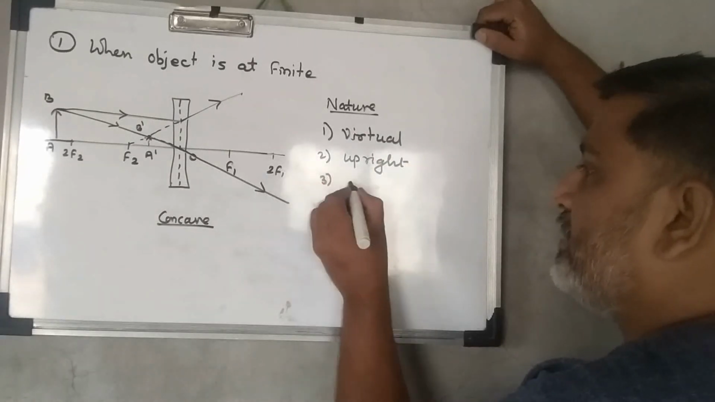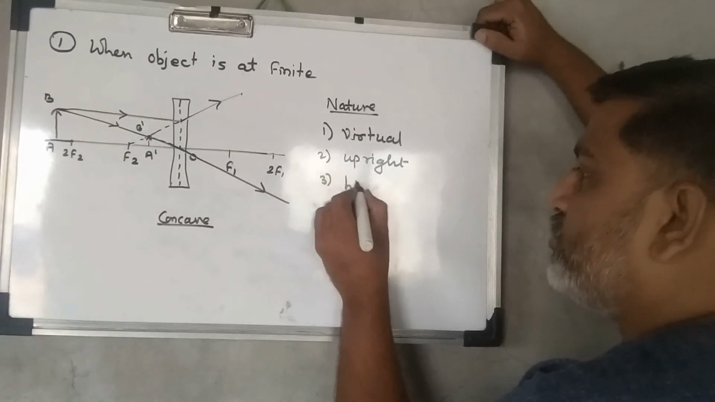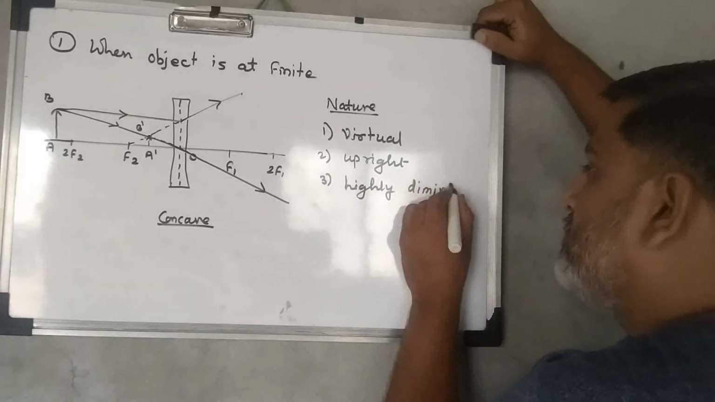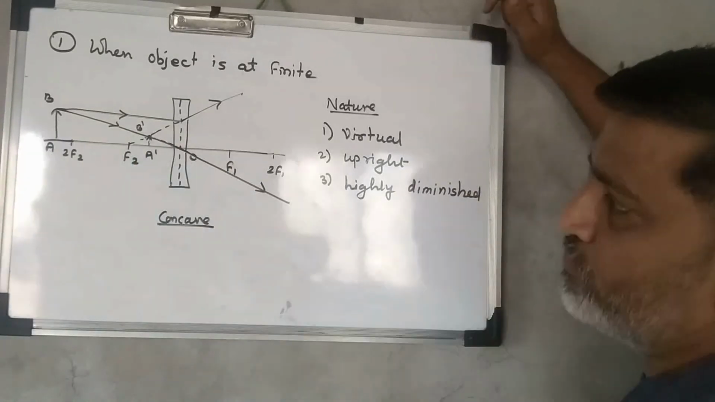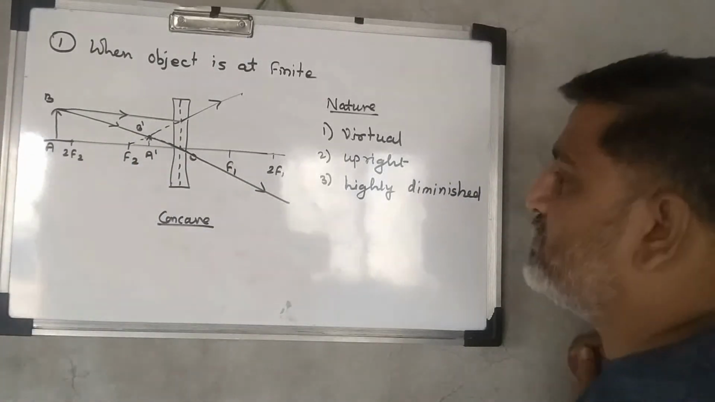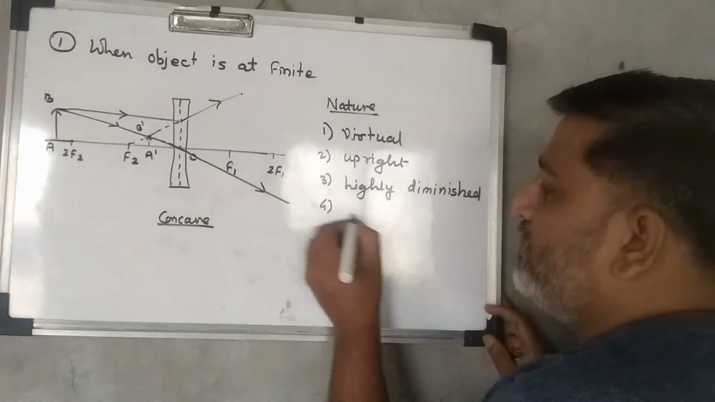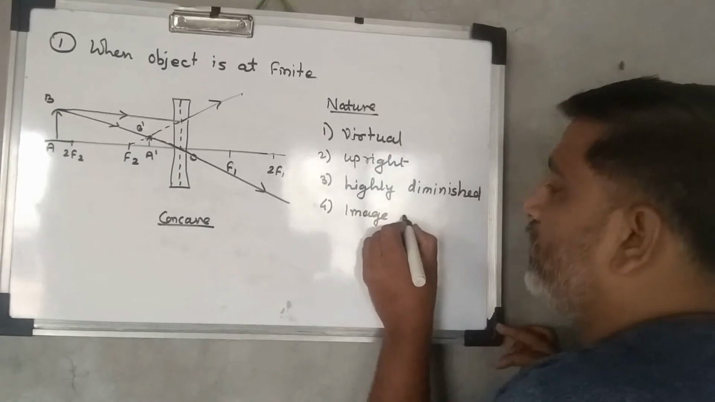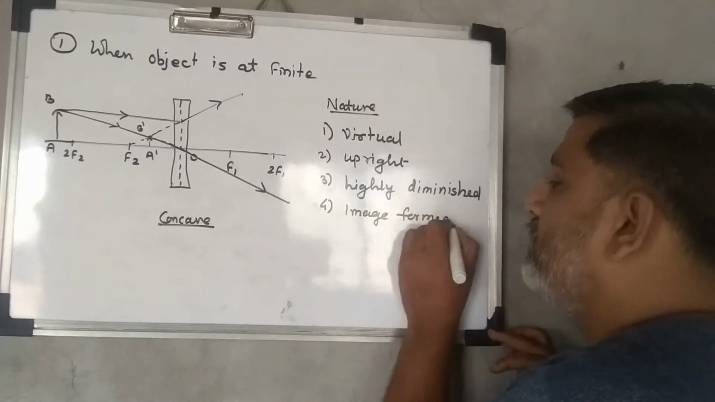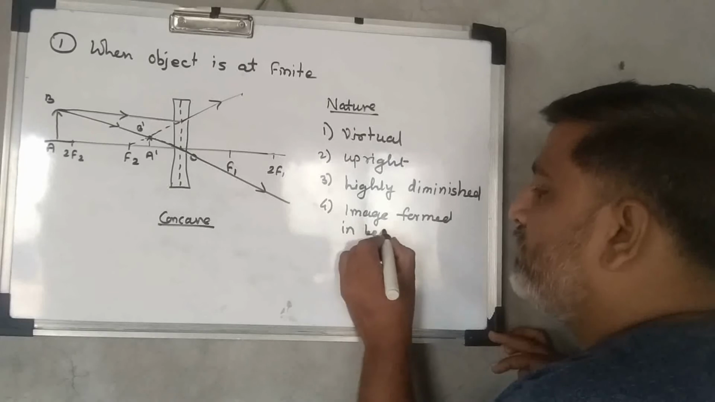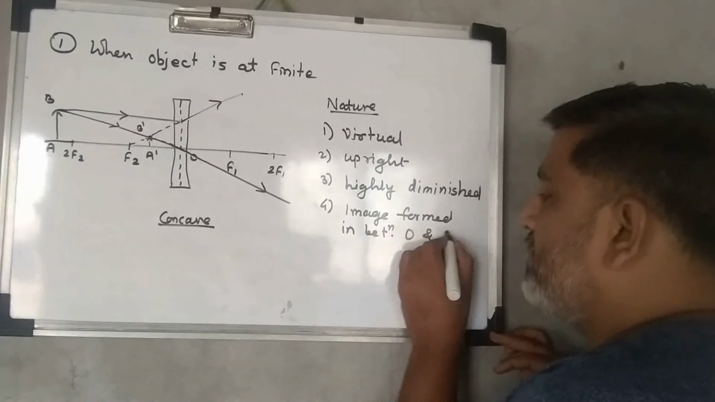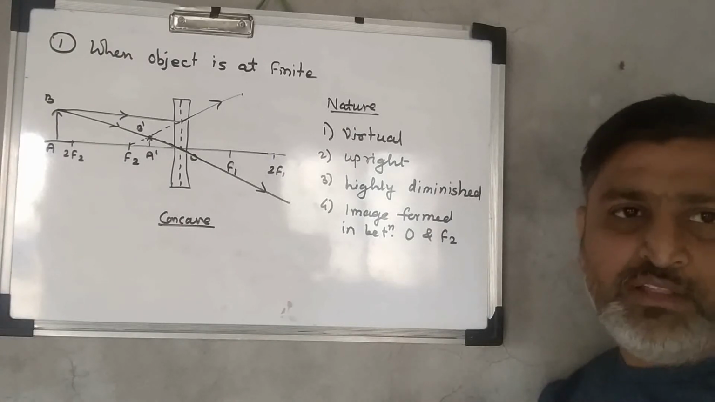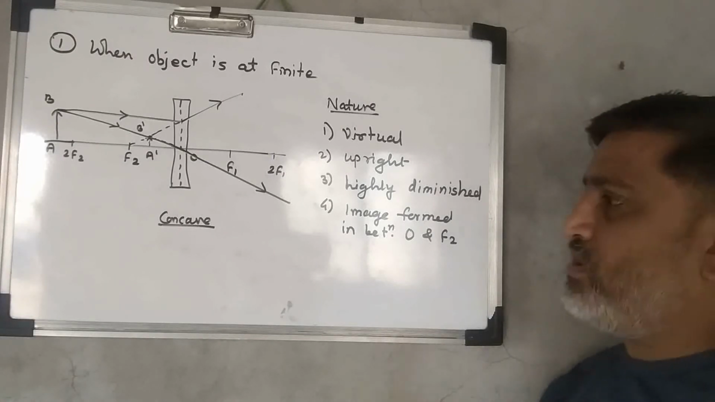Third, it is highly diminished. Diminished means it is smaller than the size of the object. You can see the image is smaller than the size of the object. Fourth, position: where is the image formed? In between the optical center and the focus, which means within the focal length.